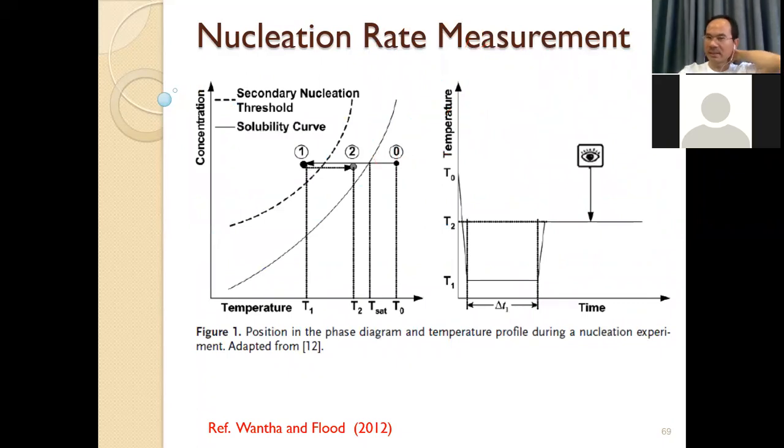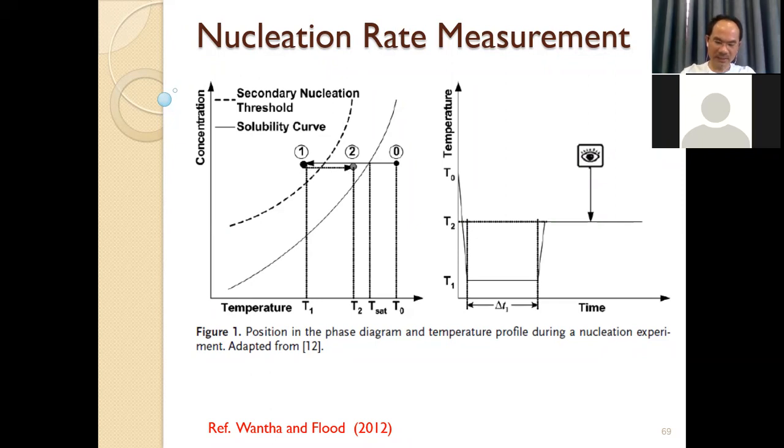How to measure the nucleation rate? There are many techniques, but I will show you the technique that I use in my research. The first technique we call direct observation. We use the microscope. That's right. We use the microscope.